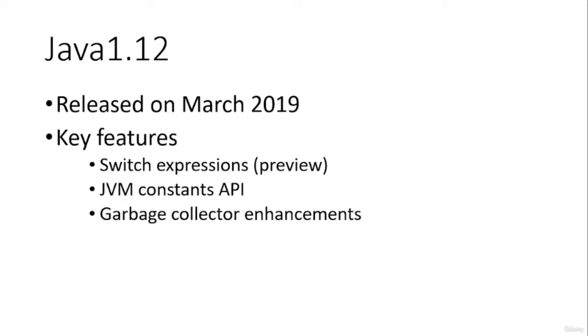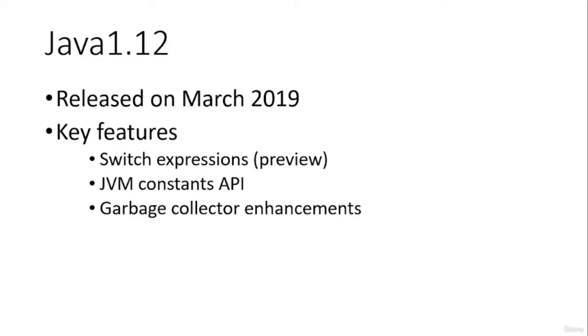And next feature we need to mention is the JVM Constants API, which was introduced in Java 12. Next feature is garbage collector enhancement. New garbage collector enhancements were proposed in Java version 12.